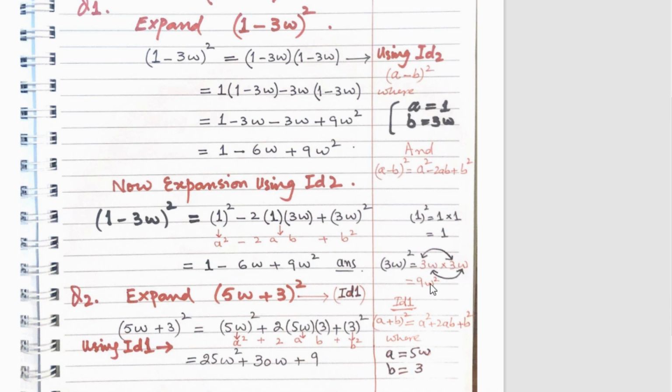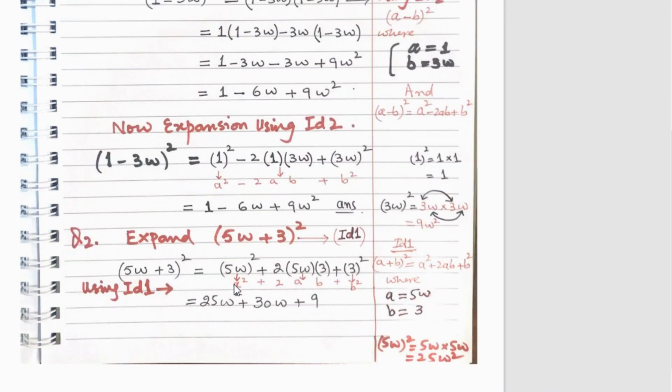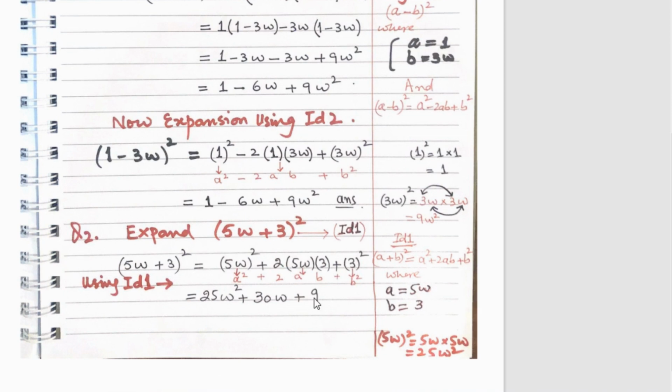So don't mix up multiplication with addition. In addition, we don't add up the powers. In multiplication, we add up the powers of the variables. So 9W square is over here. It is a two-step question when we are using identities. Question number 2. Here we have used ID 2. In question number 2, we will use ID 1.